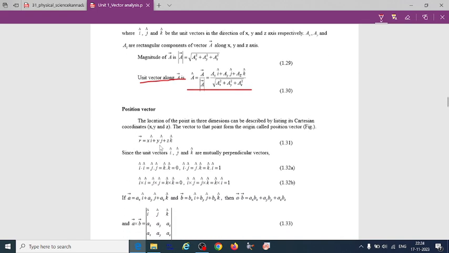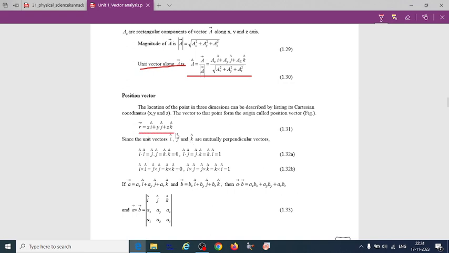Position vector, how do we write it? r is equal to x i cap plus y j cap plus z k cap. These formulas you should remember, very important to solve many of the problems.